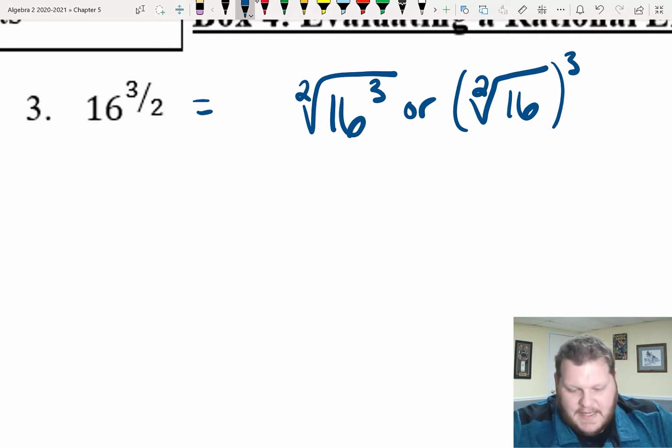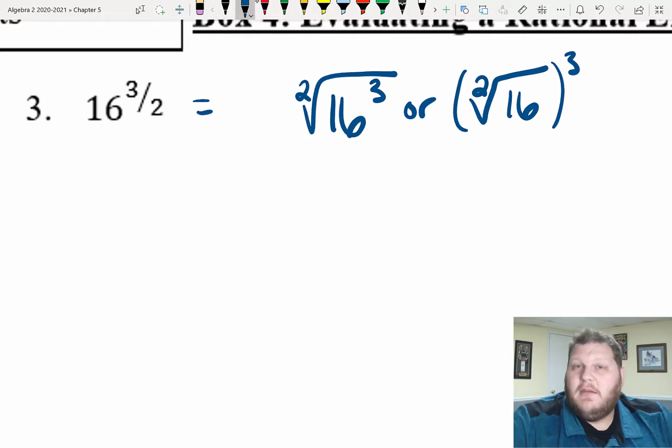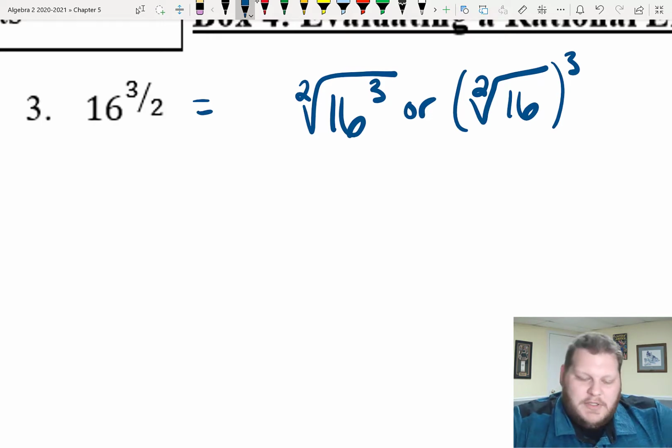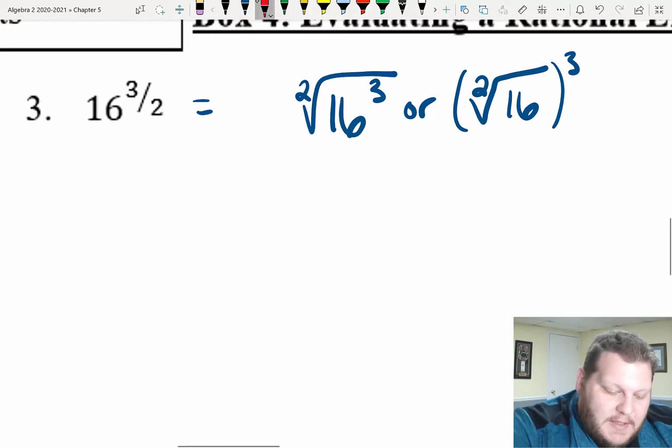Either of those two things, exactly the same. Well, they're not exactly the same. They will get you the same answer. It's just which one is easier to work with. I prefer this right method. When I'm trying to simplify something, I would rather take my square root first or take my root first, because usually I can get that into a smaller number, and then I can go ahead and raise that 3rd power from there. So I'm going to do that right one.